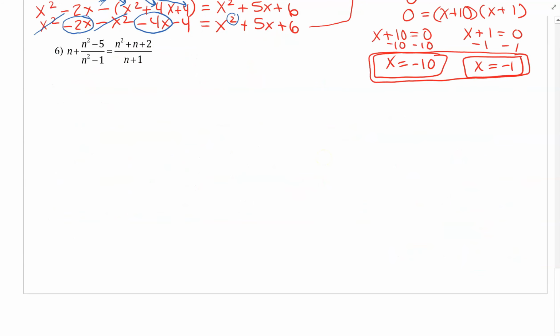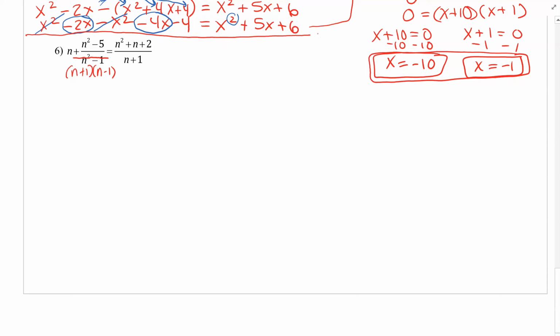Last but not least, we're going to finish this off with number 6. And we'll use the same process we've been using. We'll start by looking at the denominators and then breaking them into their different factors. Okay, so I'll think of n squared minus 1 as n plus 1, n minus 1, since it's a difference of squares. And I only do that with the denominators because I'm looking for their common denominator. I don't really worry about doing that in the numerator.